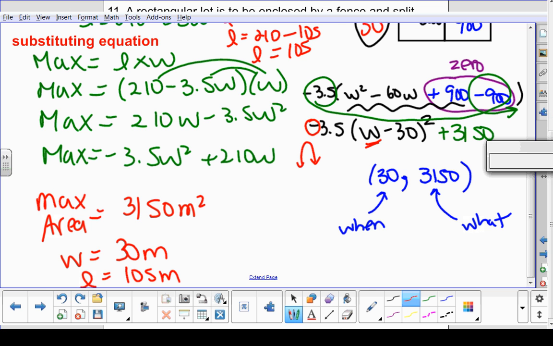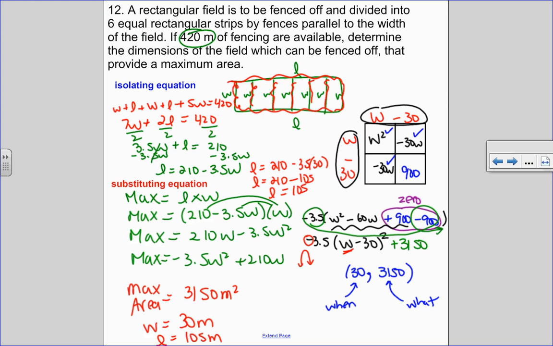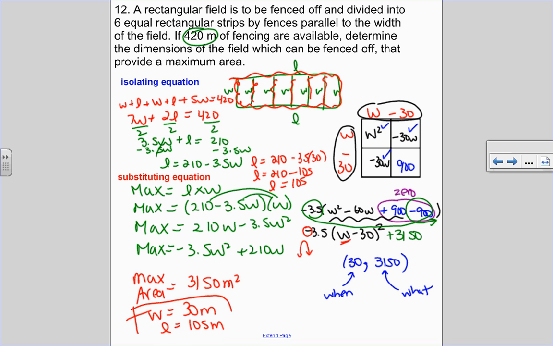Let's put this all together so you can see the whole question. It said determine the dimensions. So there are the dimensions right there, of the field which can be fenced off to provide a maximum area, and that is my maximum area.